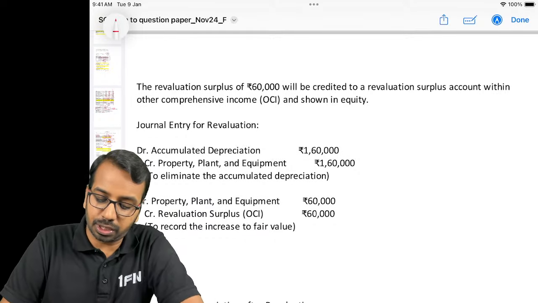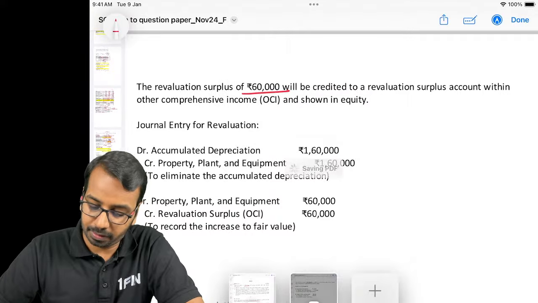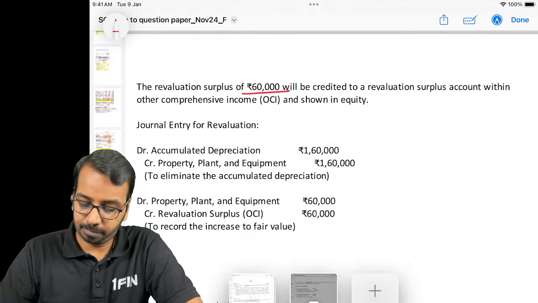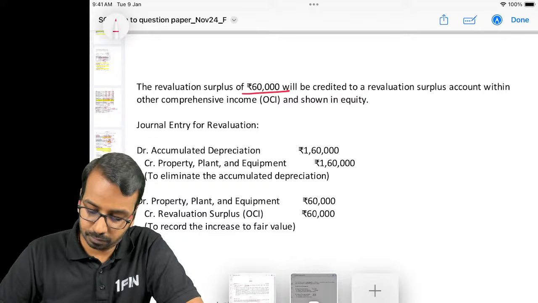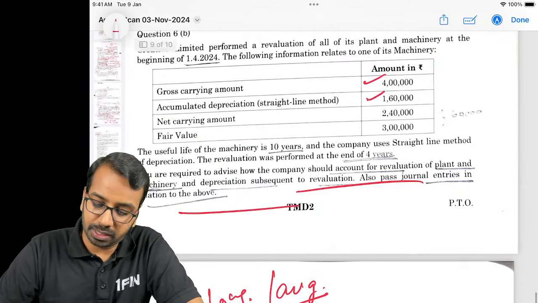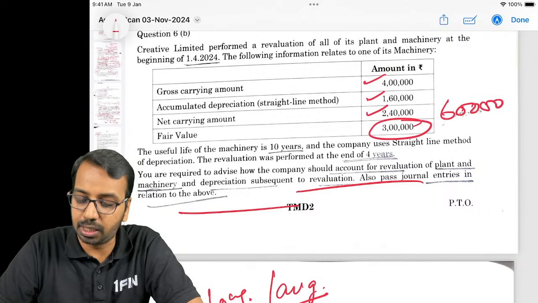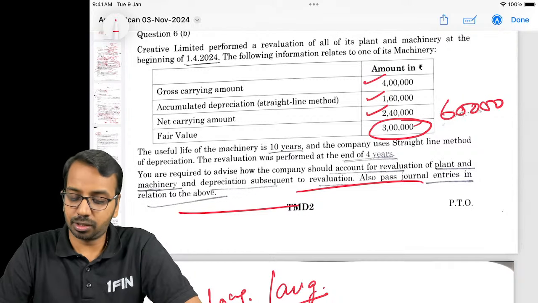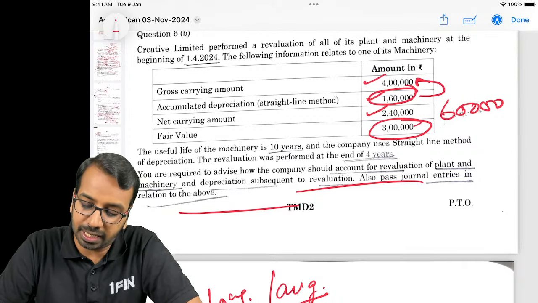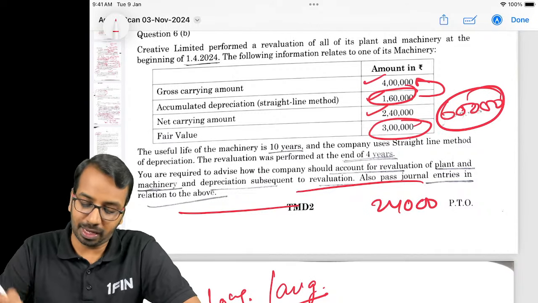Okay, in the revaluation question, we had a revaluation surplus of 60,000. If you just quickly see the question. Lakhs 160, net carrying 240, 3 lakhs is the value. So 60,000 is the revaluation surplus. So 160 first you will offset it against the gross carrying value. You will get the value of 240. Then you will add 60,000 to the revaluation surplus.